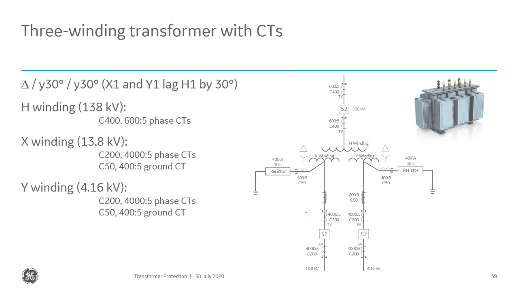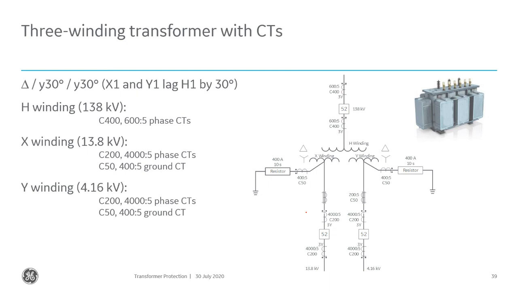I've got an H winding. It looks like it's 138 kV. It's 600 to 5, 600 to 5 is the ratio. X and the Y, they're both 400 to 5. That's good. They're both grounded because they're Y, it looks like. And their ground CT is 400 to 5. And one of them is a 13.8 kV winding, and one of them is a 4.16 kV winding.